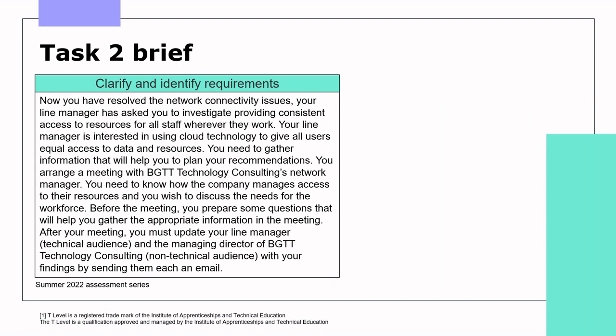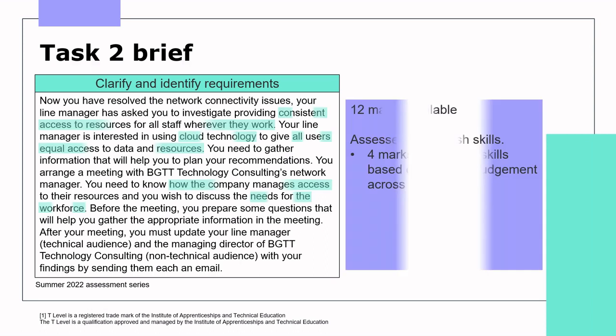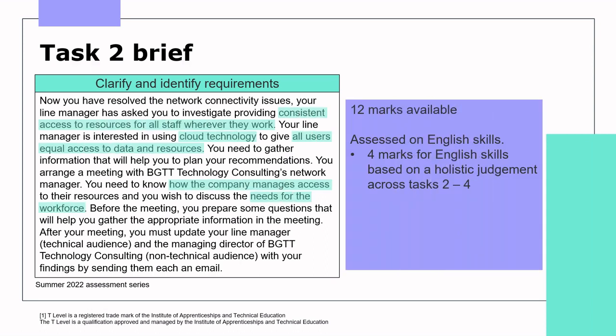In Task 2, students will be presented with an issue that they will need to design a solution for, with 12 marks in total available, and students are also assessed on their English skills within this task. But the use of English skills is marked holistically with its own marking scheme. So the examiners will award a maximum of 4 marks for English skills, but it's based on the student's performance across Tasks 2, 3, and 4.